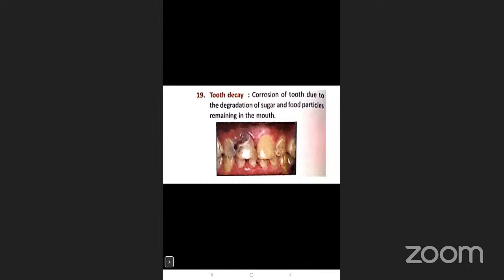Now, tooth decay. It is the corrosion of teeth due to the degradation of sugar and food particles remaining in the mouth. Why does corrosion of teeth take place? After eating food, if we do not wash our mouth properly, food particles like sugar particles remain in the mouth. Food contains glucose, no? If any food item remains in the mouth, corrosion of the teeth takes place. That we call tooth decay. So that's why we have to wash our mouth properly after eating any food. So, corrosion of teeth due to the degradation of sugar and food particles remaining in the mouth.